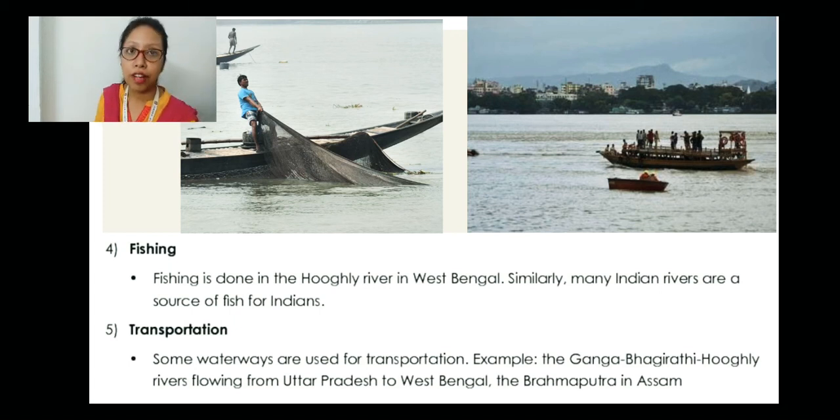Then we have transportation. Some waterways are used for transportation. For example, the Ganga, Bhagirathi and Hooghly rivers flowing from Uttar Pradesh to West Bengal, and the Brahmaputra in Assam. So I have put the picture of the Brahmaputra river in the second picture. This is a ferry carrying people from the city of Guwahati to North Guwahati. I hope most of you have seen this. This is a very familiar scene.